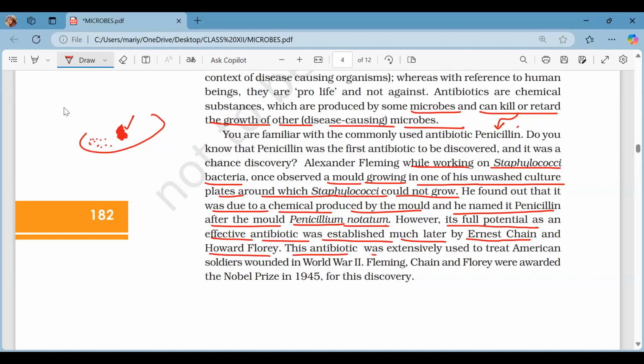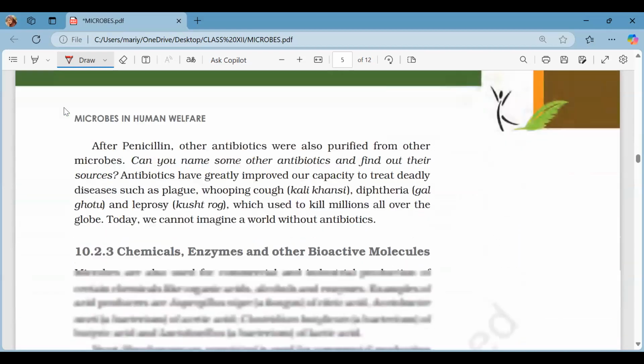This antibiotic was extensively used to treat American soldiers wounded in World War II. So Alexander Fleming, Ernst Chain and Howard Florey were awarded the Nobel Prize in the year 1945 for this discovery. Clear? So this is one of the oldest antibiotics used, and it is one of the most effective ones. Clear?